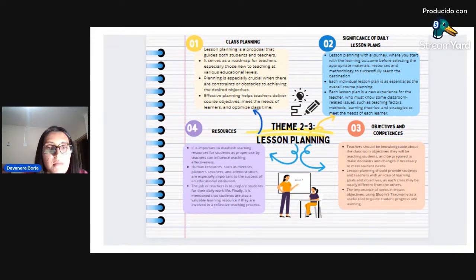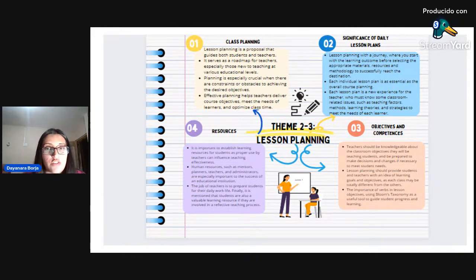Lesson planning is an essential task for teachers as it involves familiarizing themselves with various aspects of the classroom, such as teaching factors, methods, learning theories, and strategies to cater to the unique needs of each student. It allows teachers to assess and evaluate whether the techniques and strategies being used are effective in supporting student learning. In summary, lesson planning is a daily and crucial responsibility that holds significant importance in the teaching process.